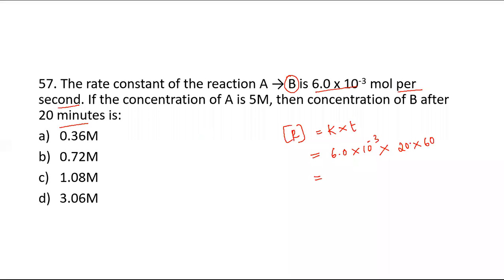Let us calculate this. 6.0 into 10 to the power of minus 3, into 20 into 60, which is 1200. So 6 divided by 1000, and when this goes down it becomes plus 3, into 1200. Two zeros cancel. 72 divided by 10.